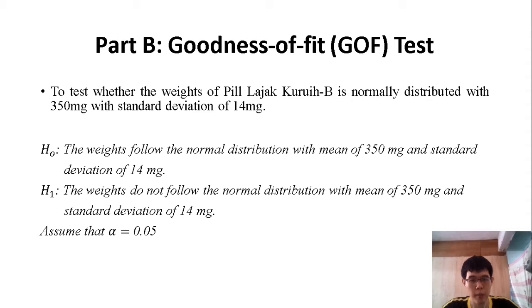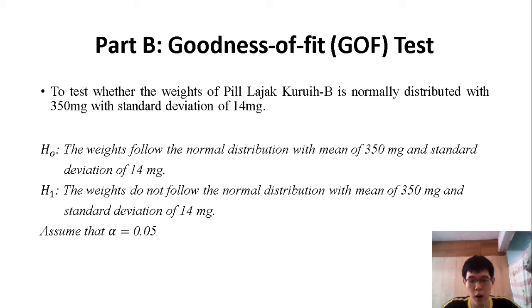Today I will present for Part B, Goodness of Fit test. In our case, this test is used to test whether the weight of the tables is normally distributed with a mean of 350 mg with a standard deviation of 15 mg.